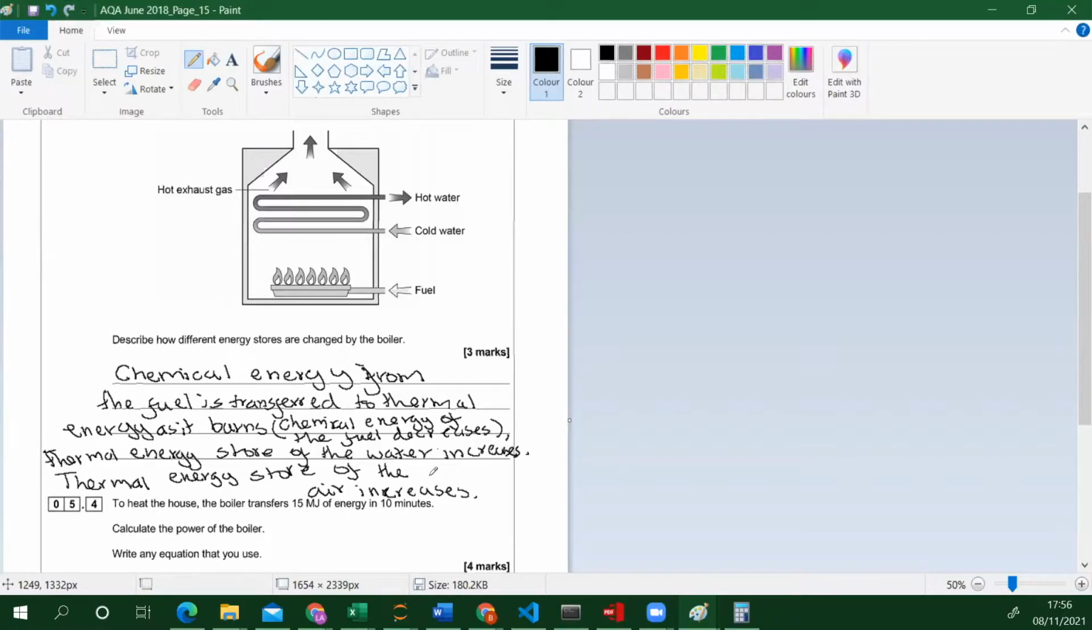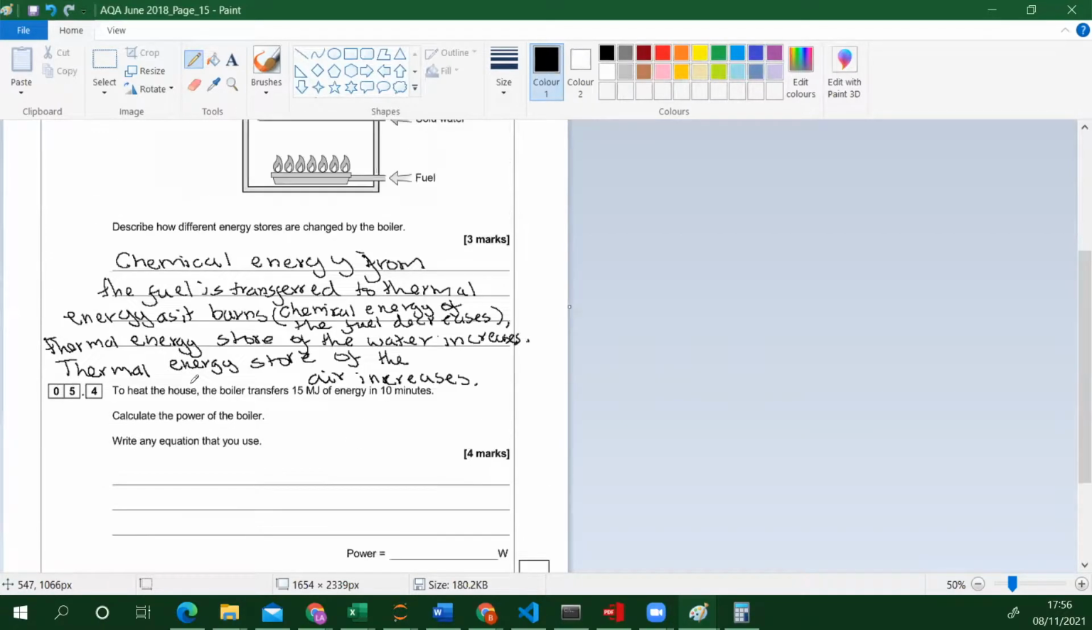So to heat the house, the boiler transfers 15 megajoules of energy in 10 minutes. A megajoule is a million, so that's 15 million in 10 minutes. Calculate the power of the boiler. Write down any equation that you use. Let's think about what power is. Power is energy transferred over time.